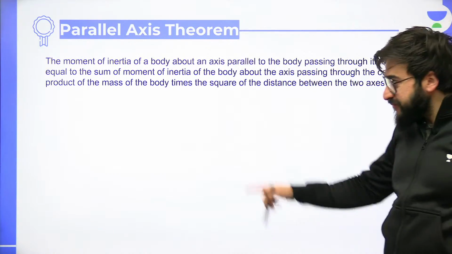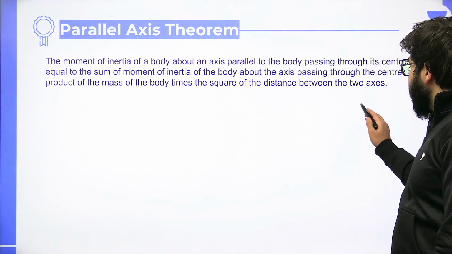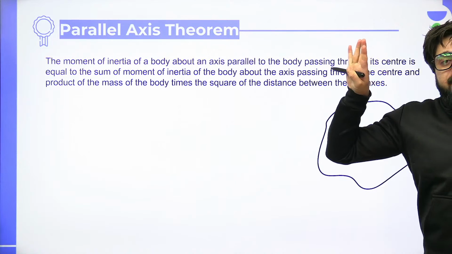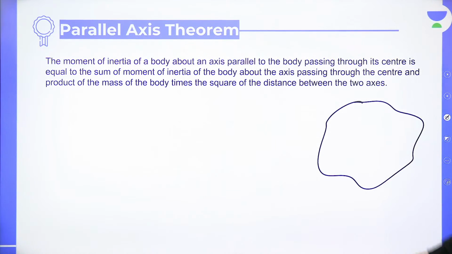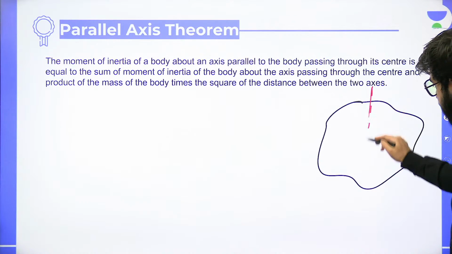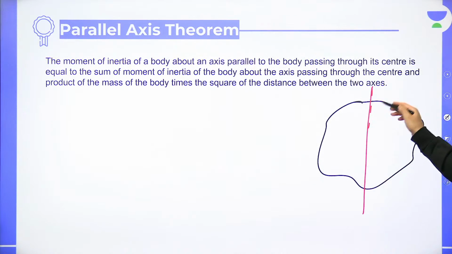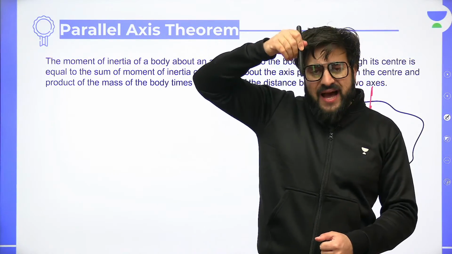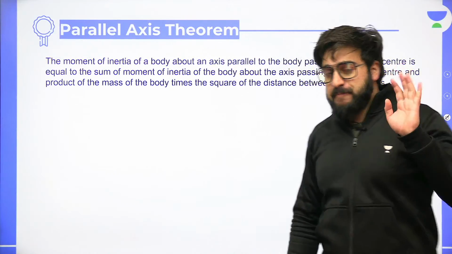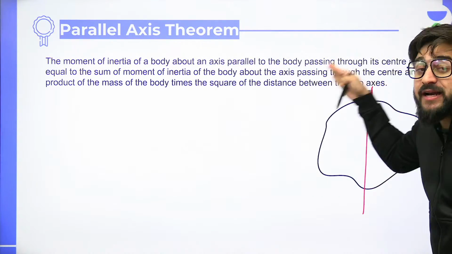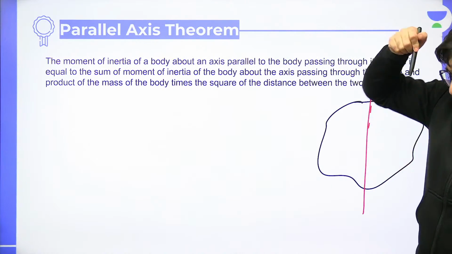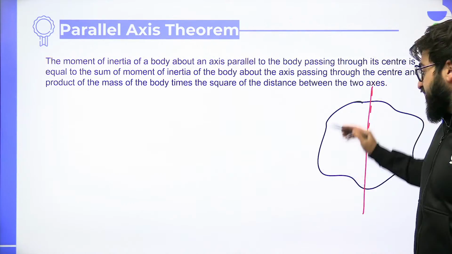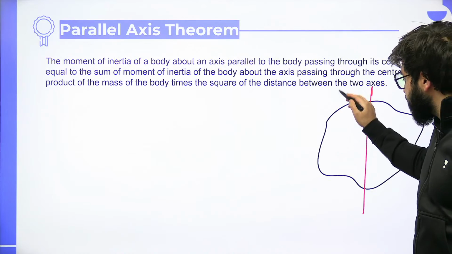Now, listen to me very carefully to what it exactly says. For example, there's a body over here, understand? This is an arbitrary body. Now, I'm saying this is the axis which is passing through its center of mass. This is the axis which is passing through the center of mass of the body. Now, if there is another axis which is parallel to this axis, okay, this is a body, one axis passing through its center of mass, that is this one, and there is another axis which is parallel to this axis. I'll try to make it somewhere around here.